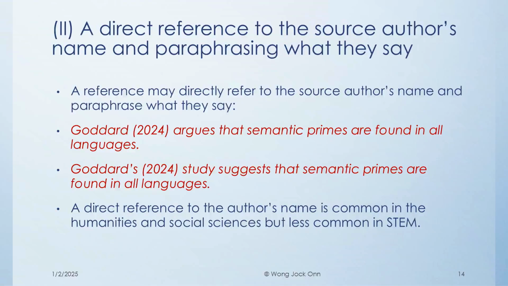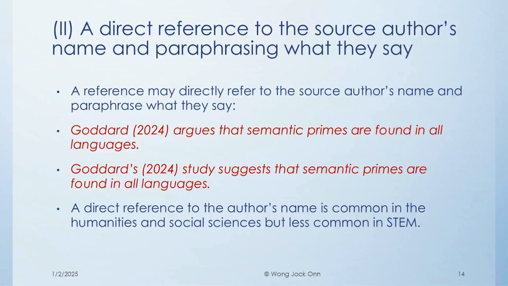2. A direct reference to the source author's name and paraphrasing what they say. A reference may directly refer to the source author's name and paraphrase what they say. This way to word a reference is also author prominent. See examples in colored font on the slide.